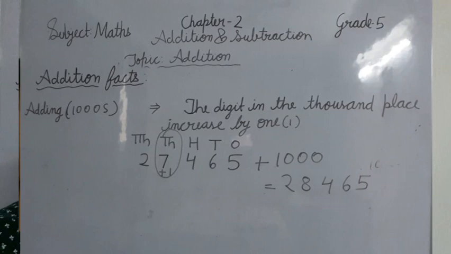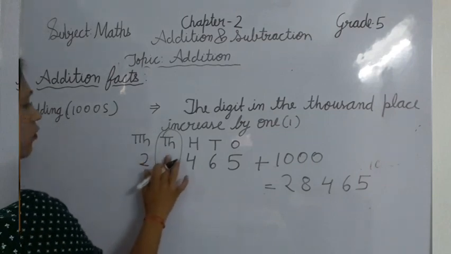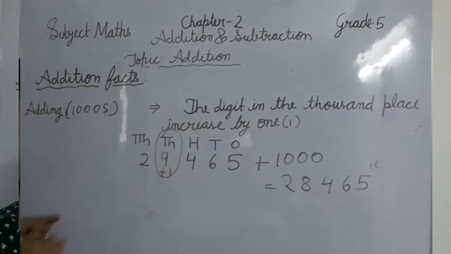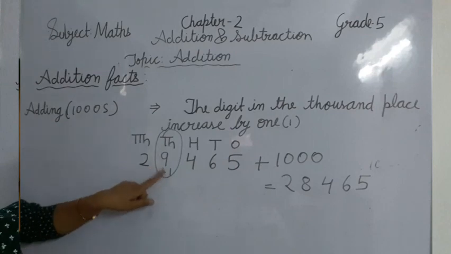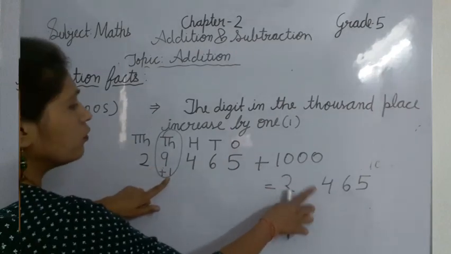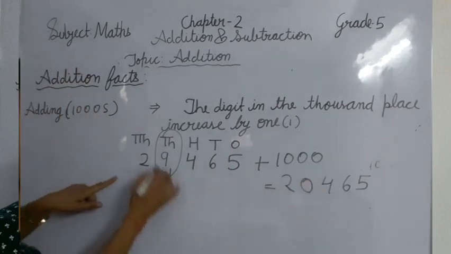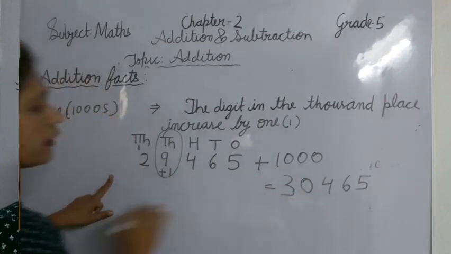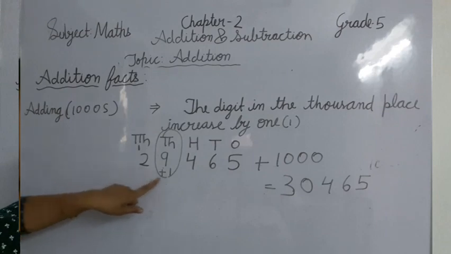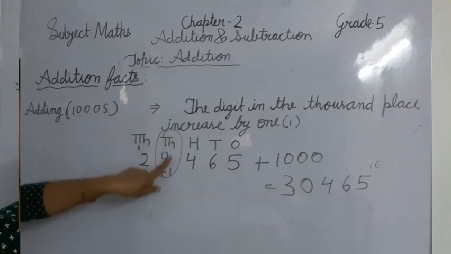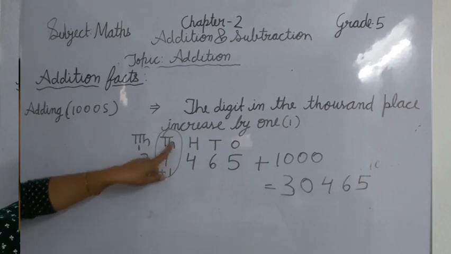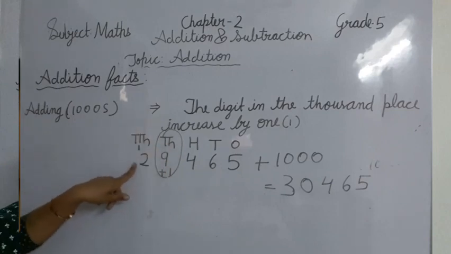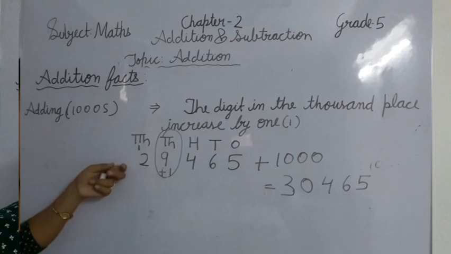Okay, so one more condition. If here we have 9. So what will happen if we add 1? Here you will get 9 and 1 makes 0. And the 1 will go for carry forward and here you will get 3. Clear? So what will happen? We have to just add 1 to the 1,000 place. If here we have 9, you have to do the carry forward like simple addition we are doing. Okay, so this is what happens when we add thousands to any number.